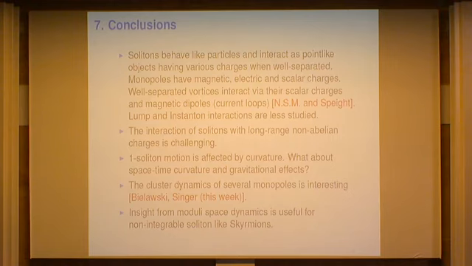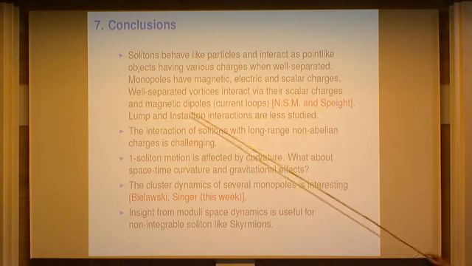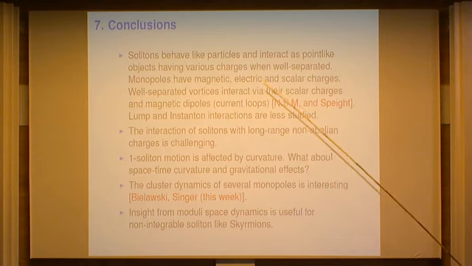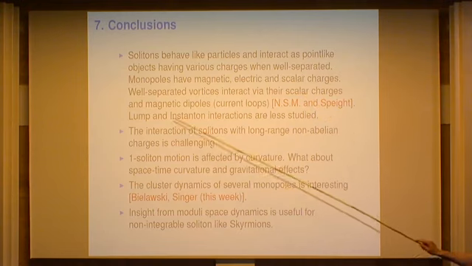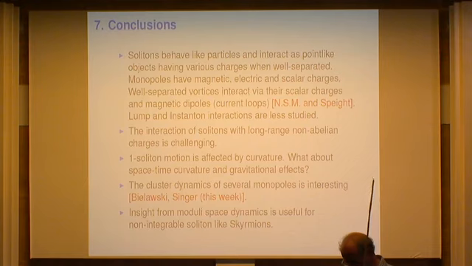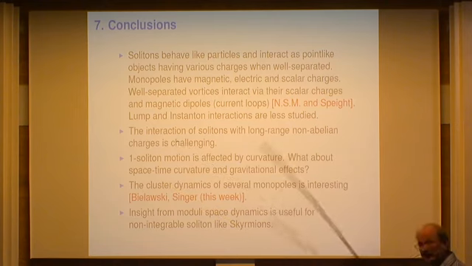And so some conclusions. So solitons behave like particles and interact as point-like objects having various charges when well separated. The monopoles have magnetic, electric, and scalar charges. Actually, you can also study well-separated vortices. I did that with Martin Speight. Well-separated vortices also behave like point-like objects, and they interact via their scalar charges again, and they also have a magnetic dipole, which is to do with the fact the vortex has a current loop. So again, there are 2 kinds of interaction between well-separated vortices, and one can work out the moduli space metric asymptotically for n vortices, which I did with Speight.